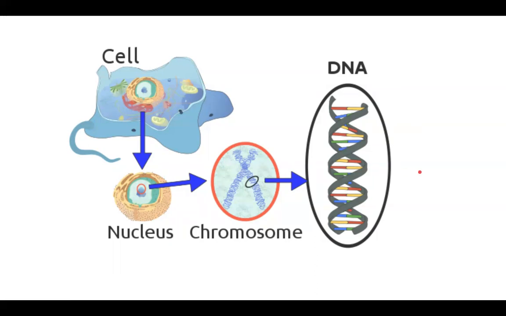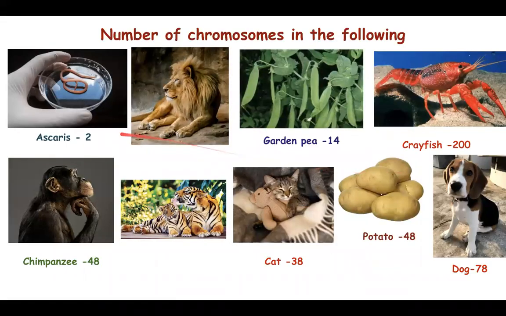We all have different numbers of chromosomes in the body. For example, Ascaris has only 2 chromosomes. The chimpanzee has 48 chromosomes. Now, chimpanzee has 48, potato also has 48. What is the difference? The difference is in the number of genes or the type of genes present in these individuals.